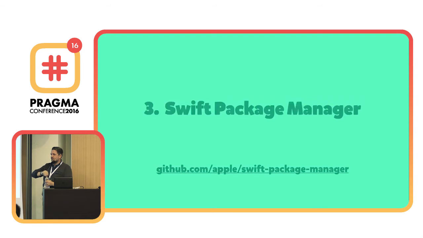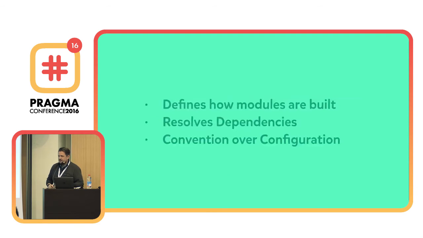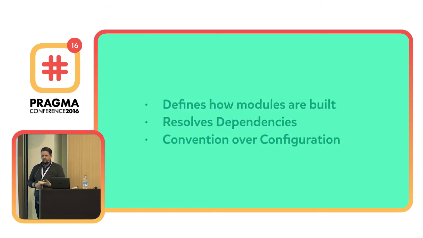The next thing they released is the Swift Package Manager. The Swift Package Manager is a way to define the build process for an application, what they call a package, to define your dependencies, to resolve those dependencies, not unlike CocoaPods or Carthage, to generate Xcode projects, and to test your project as well. So we'll interact with the Swift Package Manager in a bit. This defines how modules are built. It defines what dependencies we're going to use and what their versions are. And it heavily, heavily, heavily relies on convention over configuration.